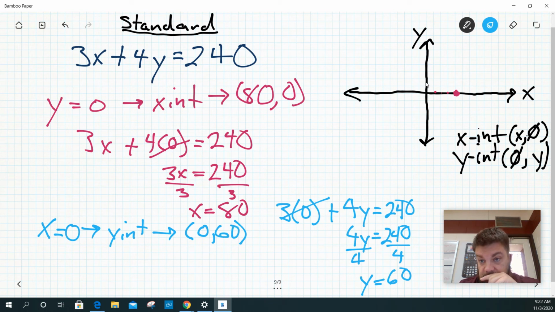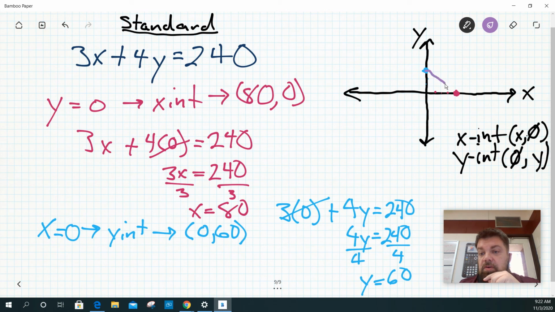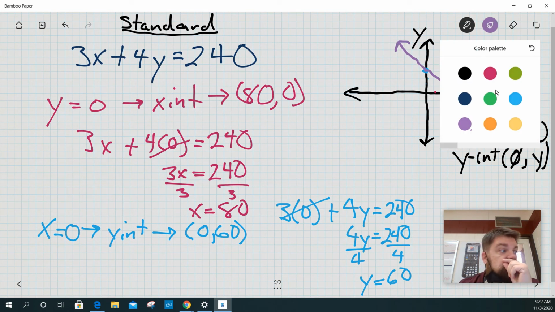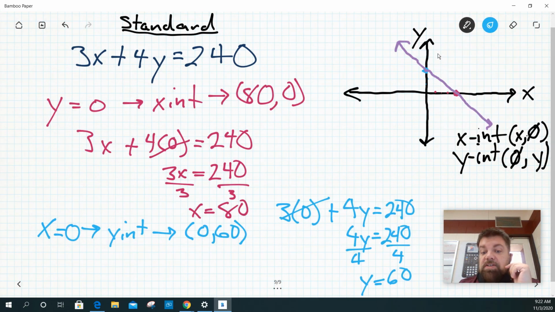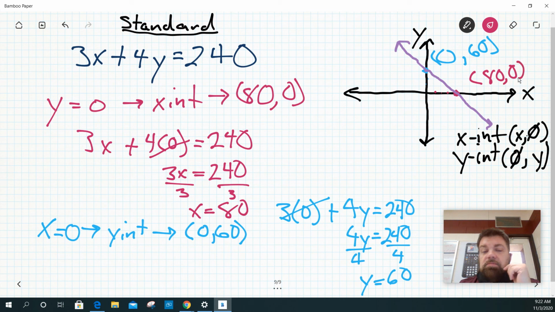So I'm just going to go up 3, and then I'm going to draw a line between these two. So my line will look like this. Where this is the point (0, 60), and then this is the point (80, 0). Any questions? So you could graph that rather quickly by just finding the x and y intercepts.